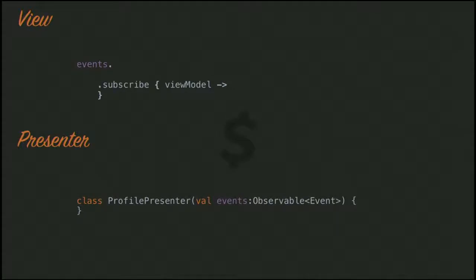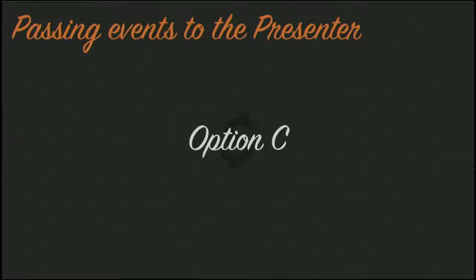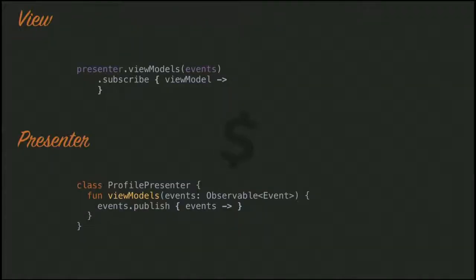Another option would be to pass the events, let's say, into the constructor. And within the constructor, you start putting your old business logic again, publishing and emitting the view model somehow back to the view. I think it's fine. Nothing fancy about this. The third option would be, instead of passing it to the constructor, you pass it in a method. I think it's fine again.